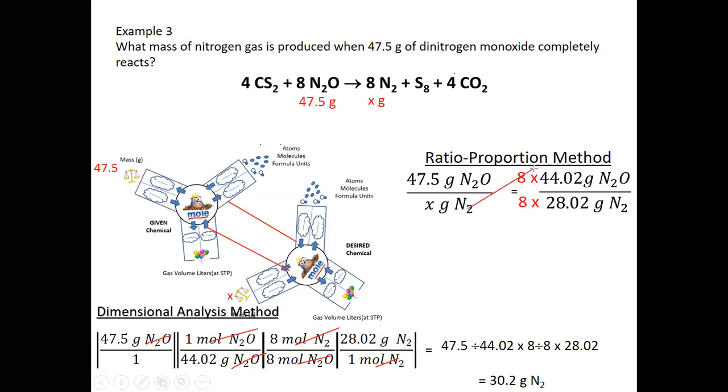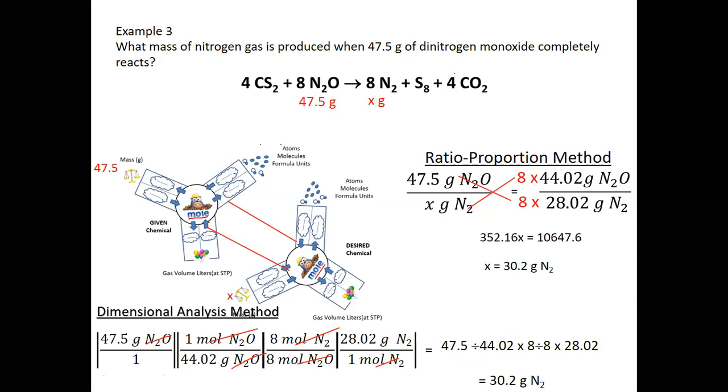We cross multiply. So now it's going to be 8 times 44.02 times X, and 8 times 28.02 times 47.5. When we do that, we get an equation. The equation looks in this form. We would divide each side by 352.16, and lo and behold, we end up with the same answer using the different strategy.